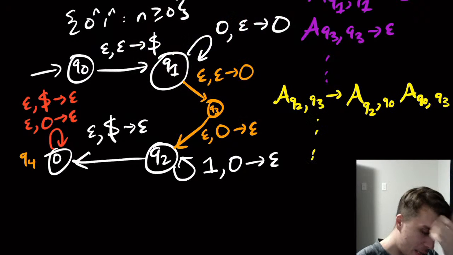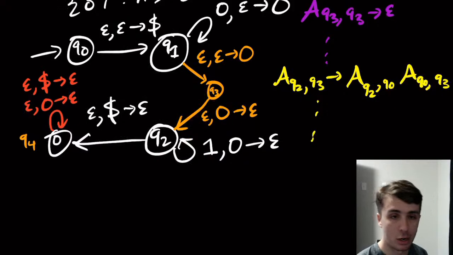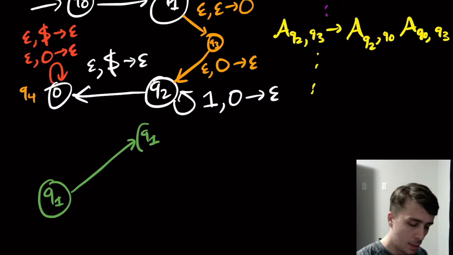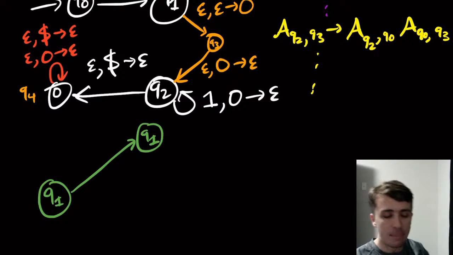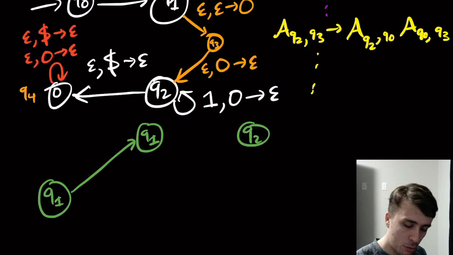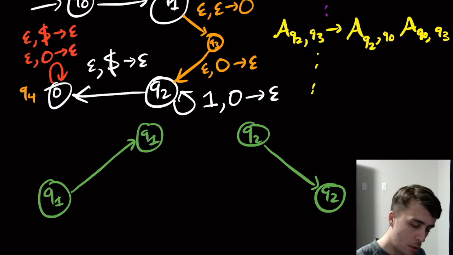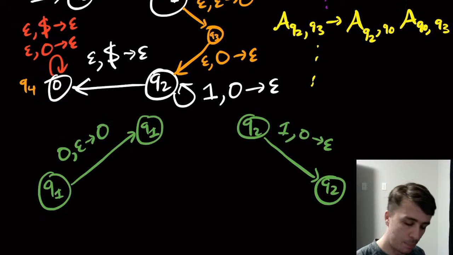So you can pick any ones that you want. Let's say this one right here, the self loop on Q1, and the self loop on Q2 right here. So here's how I do this. I recreate the transition, and if it's a self loop, I stretch it out to where the two endpoints are the same. So then I have Q2 go into Q2 here. And then the push one was 0, epsilon goes to 0. And then the pop one was 1, comma 0 goes to epsilon.